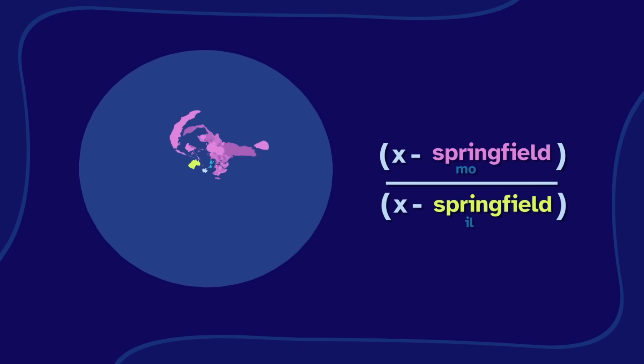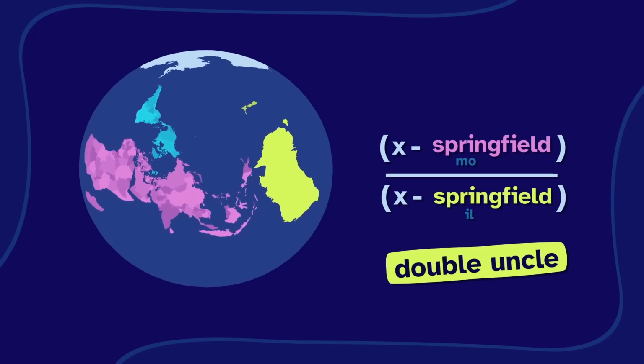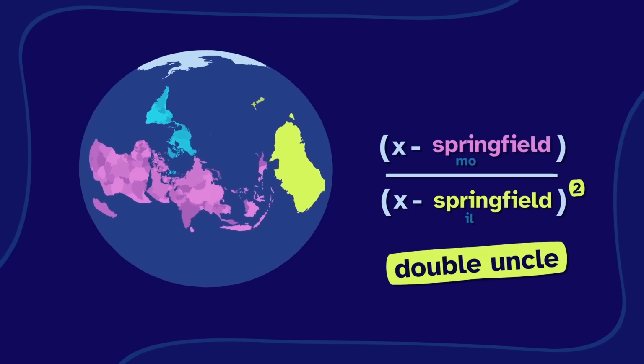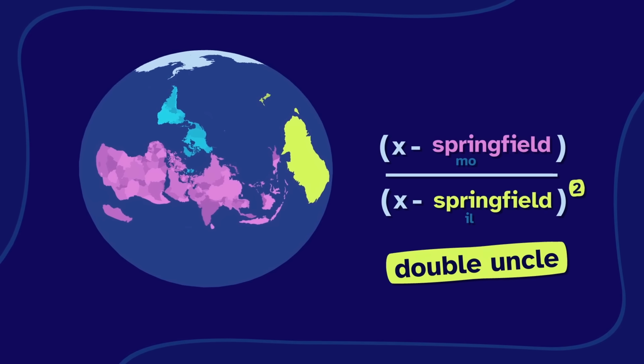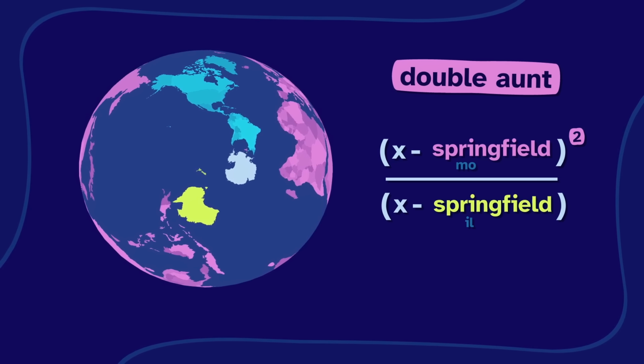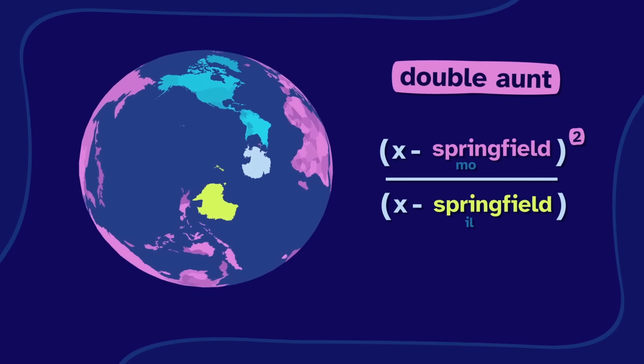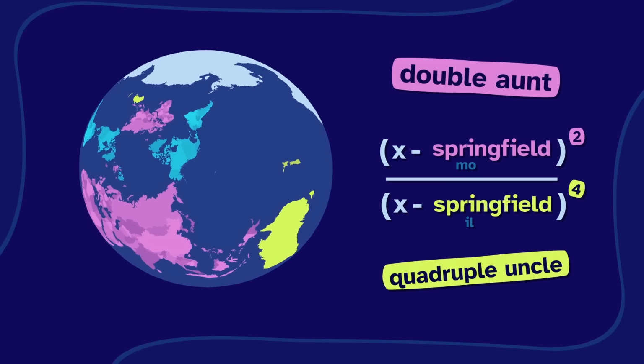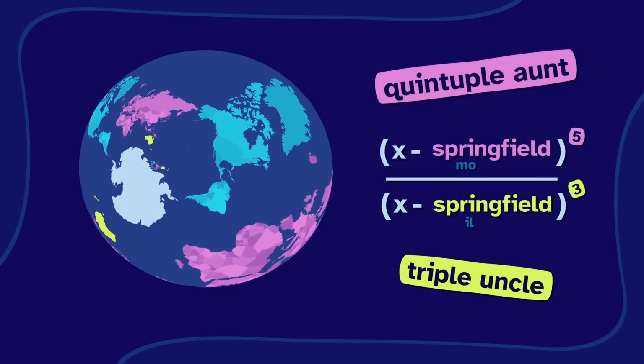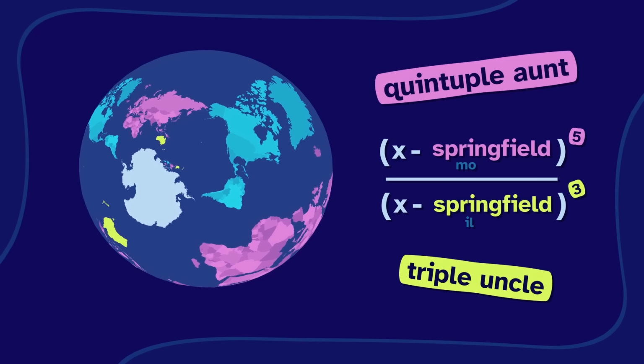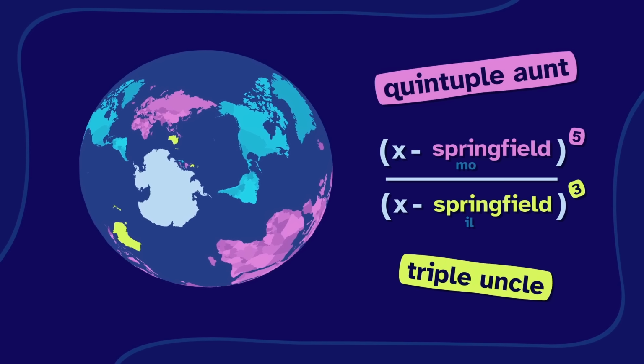And watch what happens if we make Springfield a double Uncle. This means we square the bottom term in the rational function. What if we make a double Aunt by squaring the top term? Or a double Aunt and a quadruple Uncle? Or a quintuple Aunt and a triple Uncle? And there's a lot more we can explore with these rational functions.